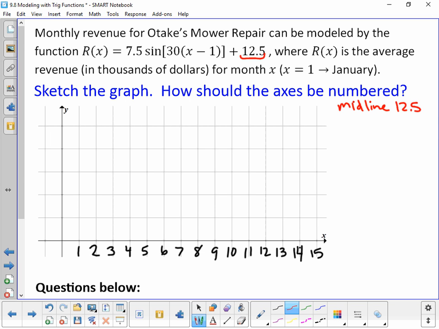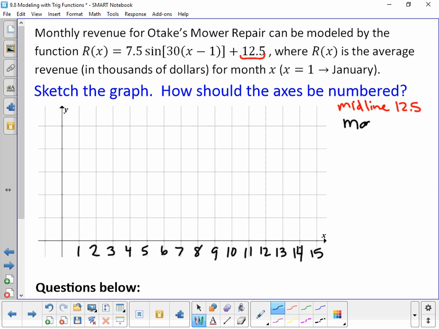But we need to decide what scale to use. Should I put the 12.5 here? Should I put it over here? What type of scale? What sort of numbers do we want to put over there? Well, if we think about how high and low it's going to go above and below that midline, that can help us determine what numbers will work well.